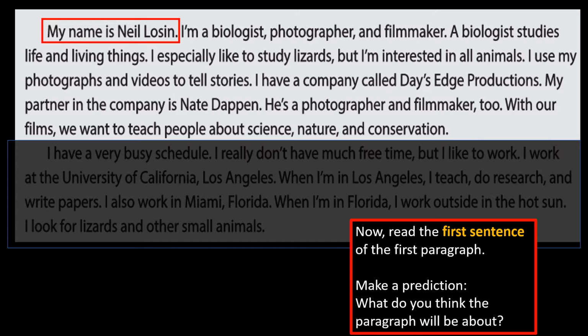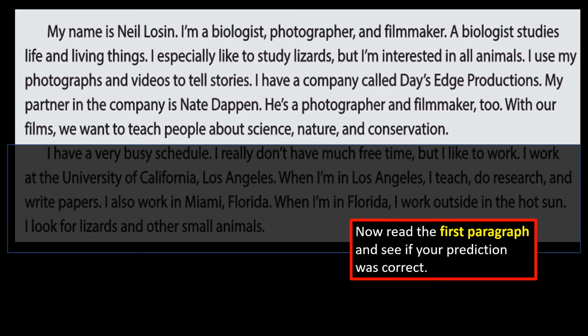Now, let's actually look at the paragraphs, but not the whole paragraph, just the first sentence. We're going to take a quick tour. So the first sentence is, "My name is Neil Losin." Now, make a prediction. What do you think the paragraph will be about? Will it be about dogs? Will it be about cooking? What do you think it will be about? Okay, now let's read the first paragraph and find out what it's about.